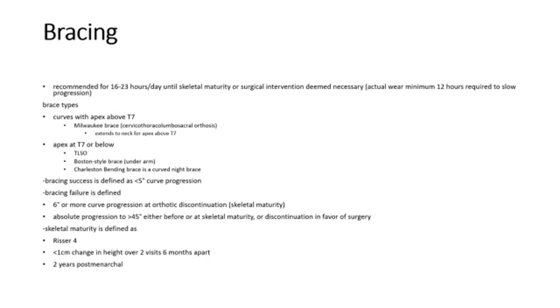They use braces like Milwaukee, TLSO, Boston, Charleston bending brace. I'm not a big fan of those, and I'm just going to give the definitions they put for their success. Bracing success is defined as less than 5 degrees curve progression every visit, and bracing failure is defined as 6 degrees or more curve progression or orthotic discontinuation, and this is what usually happens. It can happen also with skeletal maturity, so you have to see where the skeletal maturity is to stop bracing. And usually they are used for curves that are less than 40 or 45 degrees, if they work in their hands.